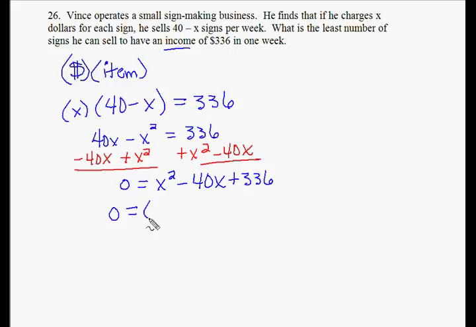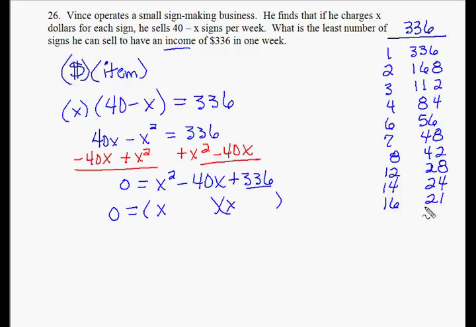Now my favorite thing to do is to factor. But when you factor, you need to break down the first, and you need to break down the last. So let's go over here to the side of the paper and figure out what are the factors of 336. So here's a list of all the factors. 1 times 336, 2 times 168, 3 times 112, 4 times 84, 6 times 56, 7 times 48, 8 times 42, 12 times 28, 14 times 24, and 16 times 21.